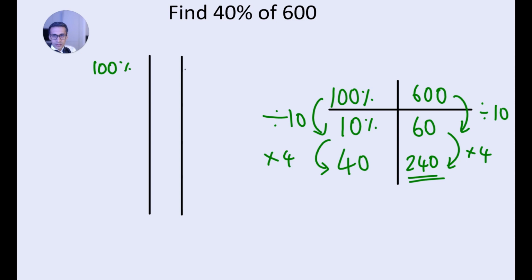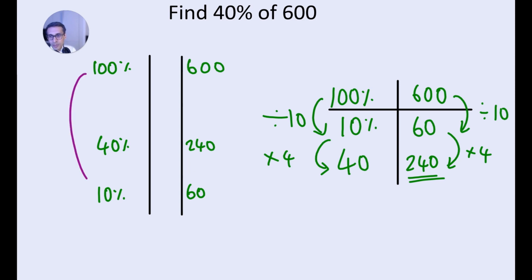100% is 600. 10% is 60, and then 40% is 240. Now, if you want to show your working out in more detail, you may have done this.